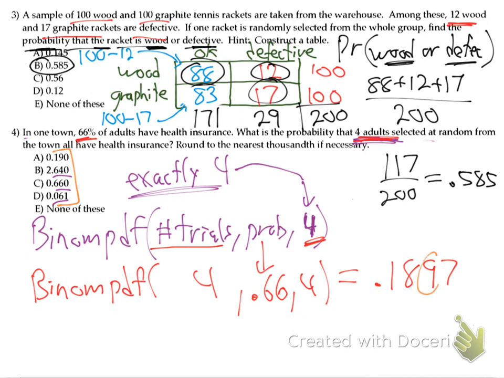Round to 3 places. So this is the 3rd place. Look to the right. 5 or more. How do you round 189 up? 190. There it is. 190. Does that one make sense?